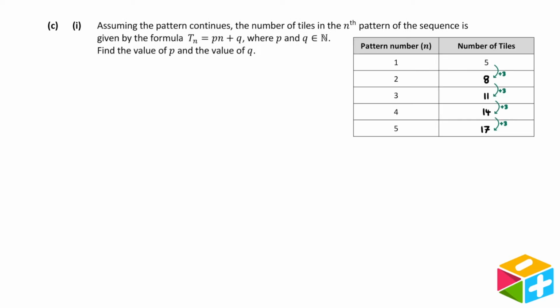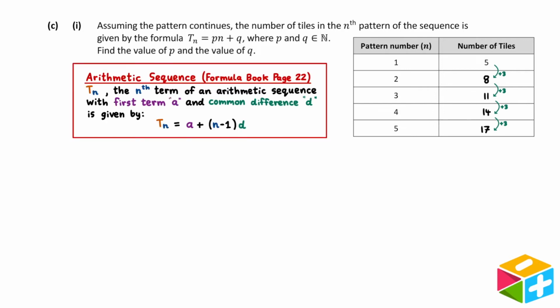In part B, we filled out a table which contains the number of tiles for the first few patterns. And we saw that there was a pattern in this sequence. To get from each number to the next, we added 3. This is referred to as an arithmetic sequence. The following result from page 22 of the formula book will be quite helpful.